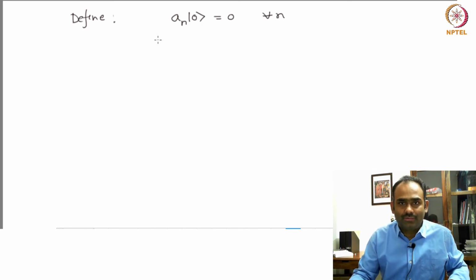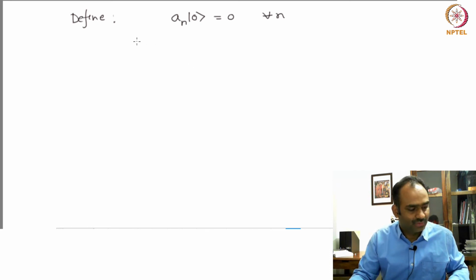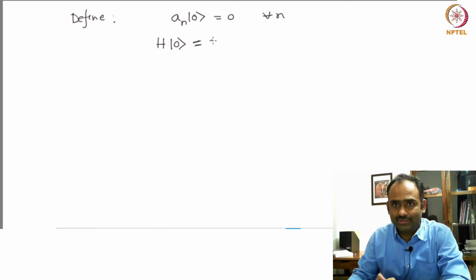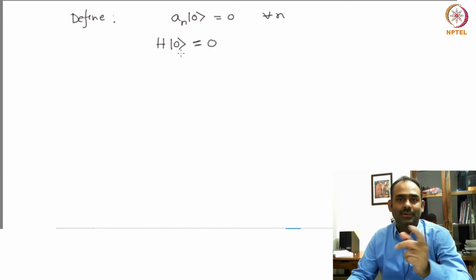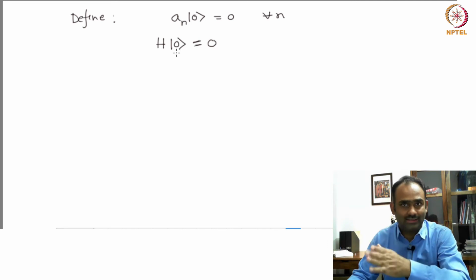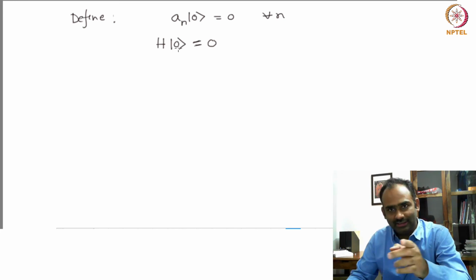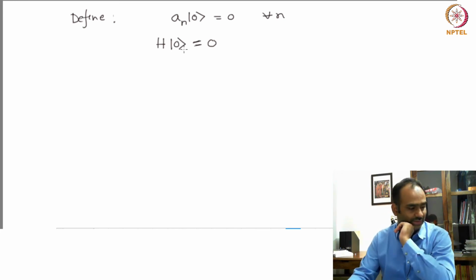And of course you can see that h acting on ket 0, where h is the Hamiltonian corresponding to an infinite number of oscillators, will also be 0. Because your h contains an a on the right hand side, and there is a summation over n, but a n is going to annihilate it. So that's why you get this.